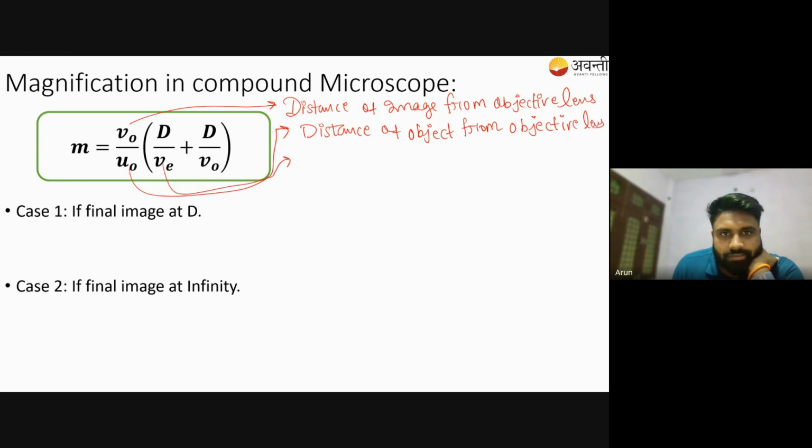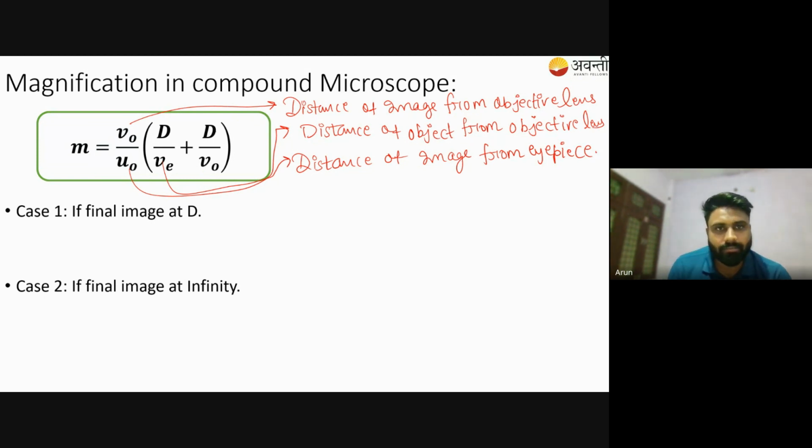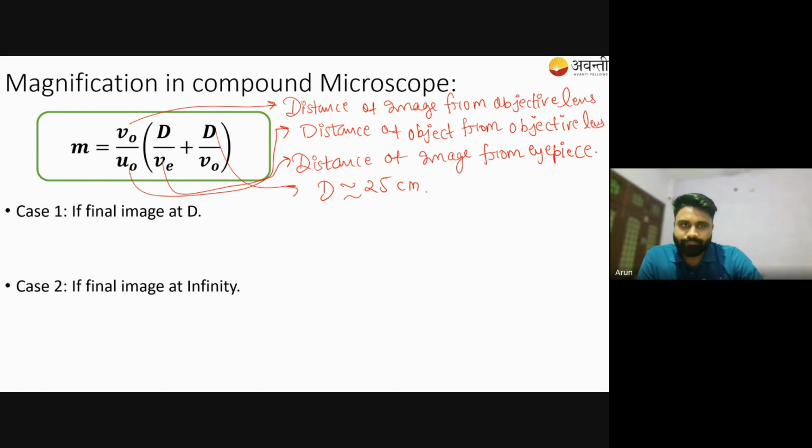This VE is the distance of image from E, where E means eyepiece. And this VO is the same. And D here is approximately equal to 25 centimeter, which is the comfortable distance for viewing.